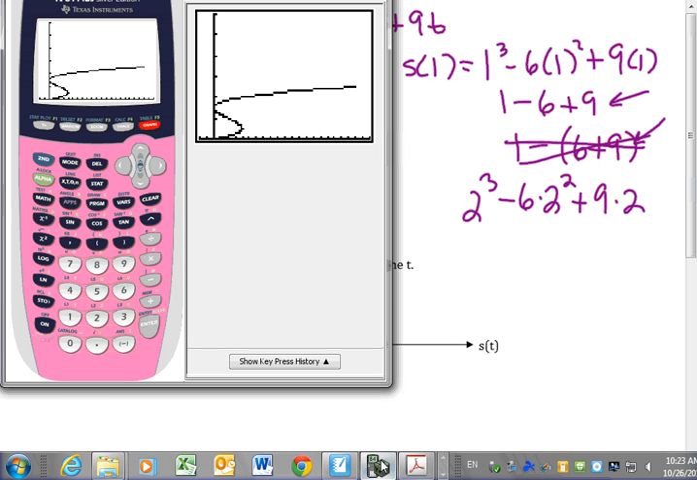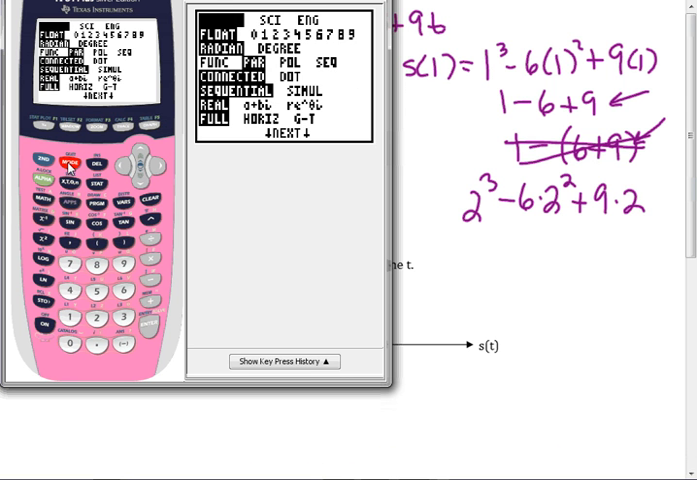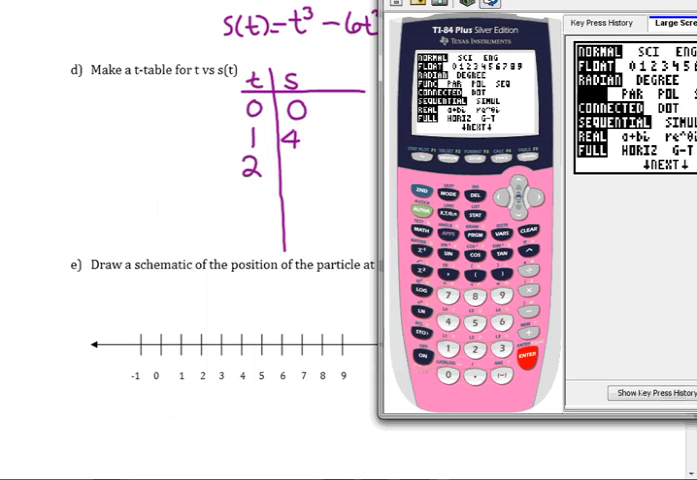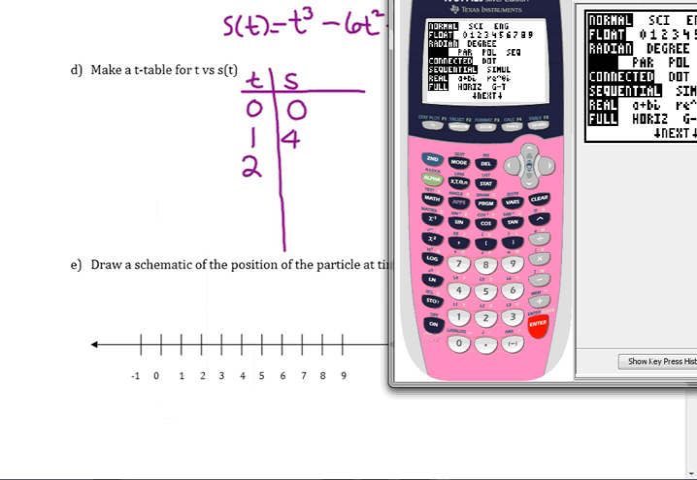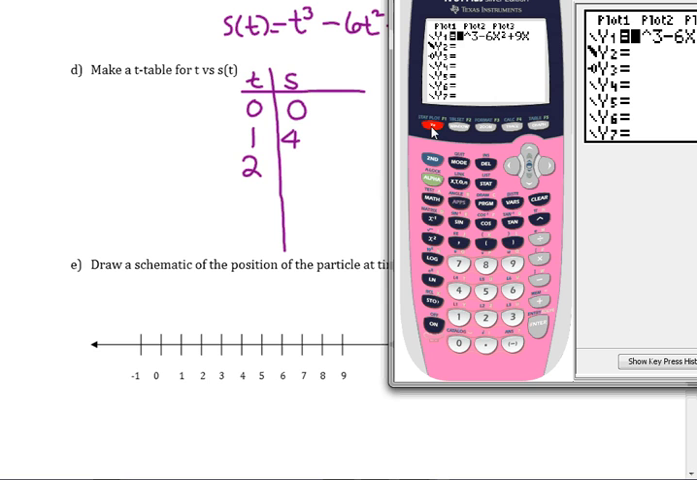So I'm going to change my calculator back. Okay, so everything should be cleared. And I'm going to put y equals, and I'll give you a chance if you want to do it with me. I typed in the function. Now, I know these are t's, but it doesn't matter. But that's s of t.